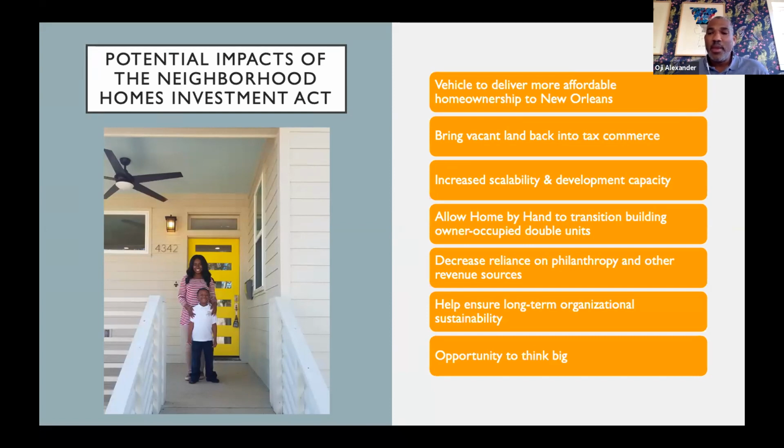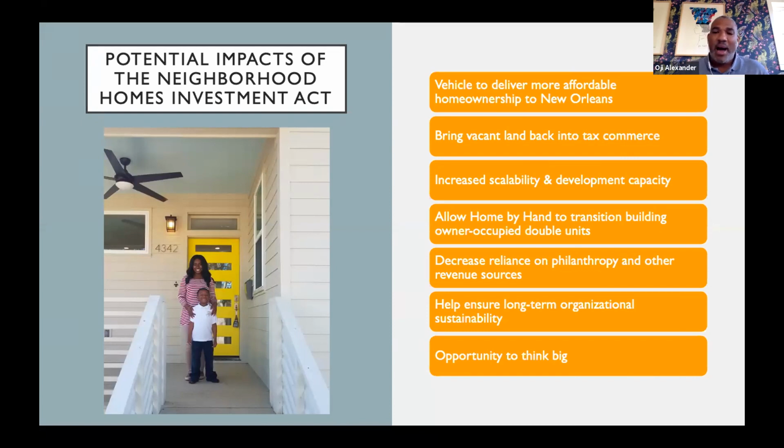A secondary remedy is that, like I said, we've got a lot of vacant land in the city. So developing new housing puts land back into tax commerce. Again, tax commerce that the city desperately needs, especially with the economic downturn of the pandemic. For the organization, I think the most significant impact is increased scalability and development output.